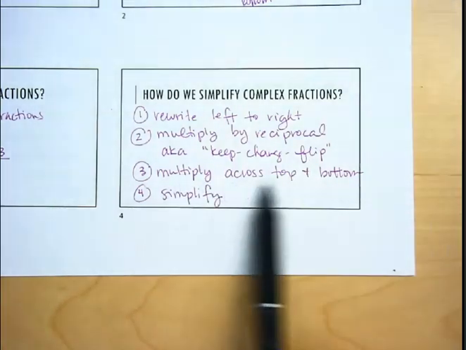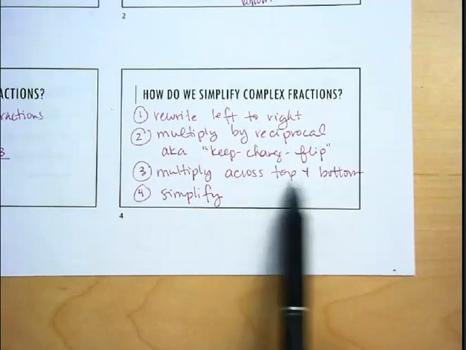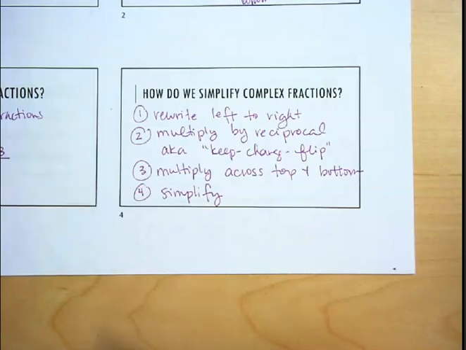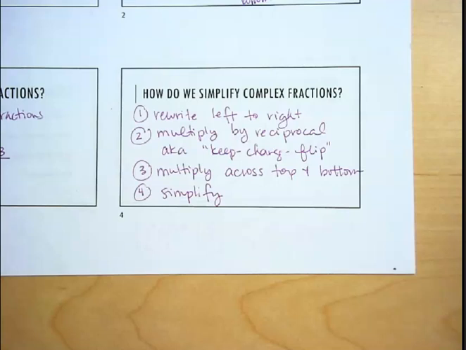Then we're going to multiply across the top and bottom. That means we're going to multiply the numerators together and the denominators together. And then that will give us one fraction, and then we will simplify that fraction. So pause your video and copy these steps down.